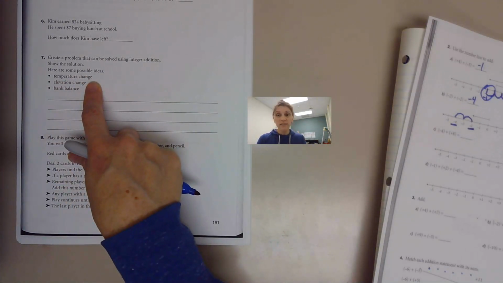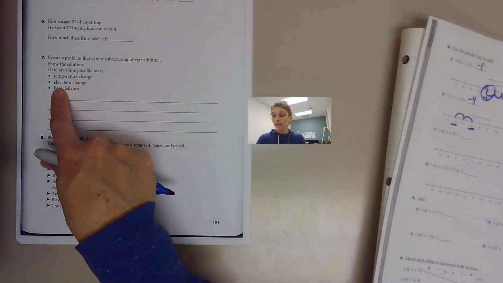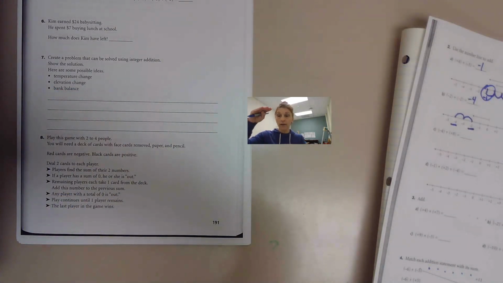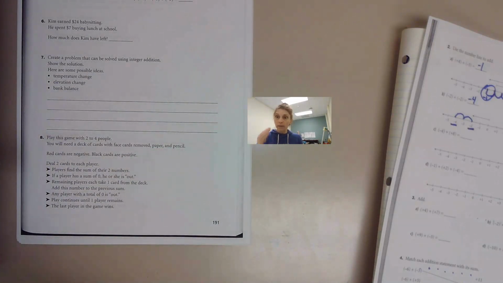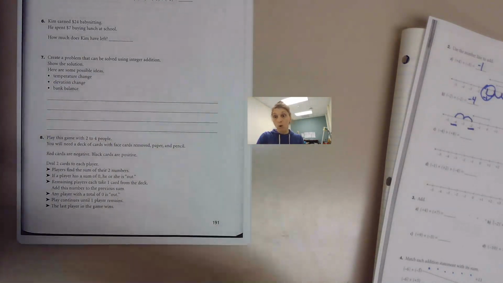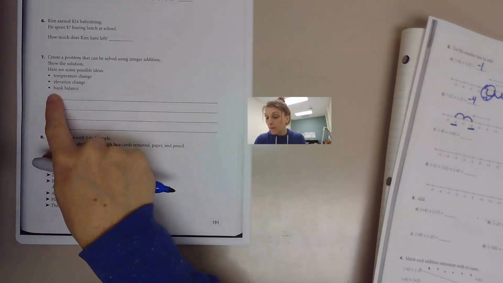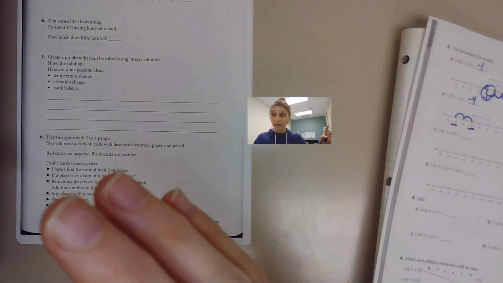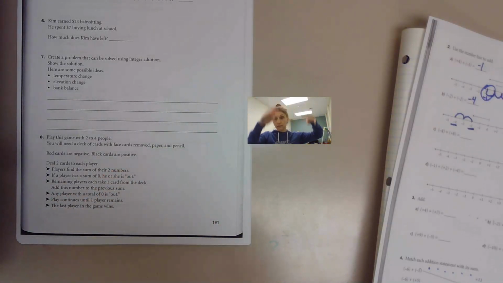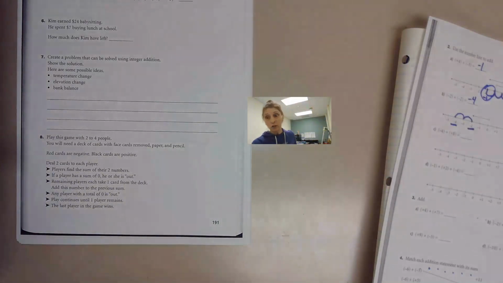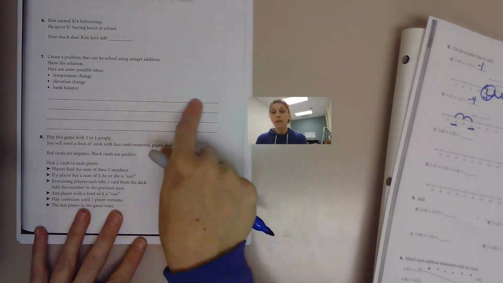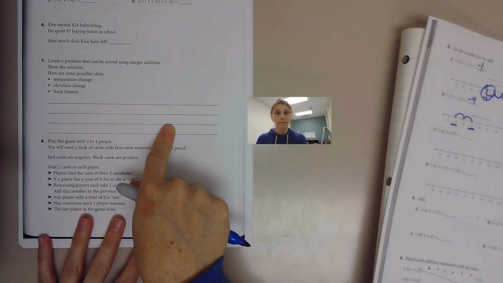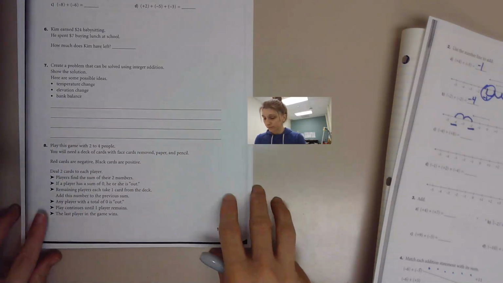Temperature change, we've used that as a lot of examples. Elevation change, so you're going from a higher height to maybe a lower height. You can think of stories in a house, or maybe you're climbing a mountain and then you're rolling down the mountain. I don't know. Bank balance. You have money in your bank, or you had no money in your bank, and then you earned some money, and then you spent some money, and then you earned some money, and then you spent too much money. Write me a problem, okay? And give me the solution.